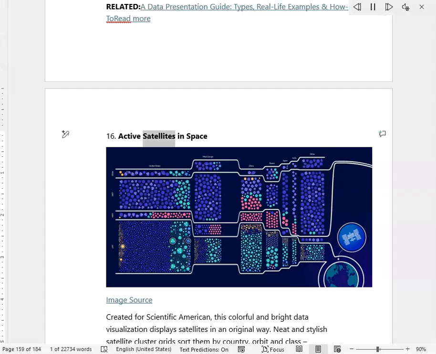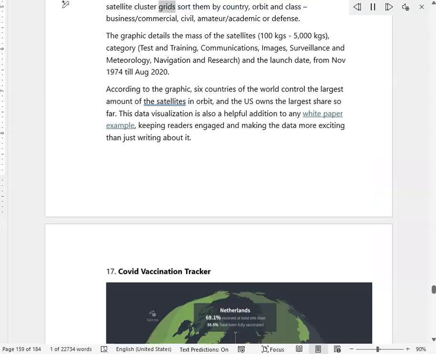16. Active satellites in space. Created for Scientific American, this colorful and bright data visualization displays satellites in an original way. Neat and stylish satellite cluster grids sort them by country, orbit, and class: business/commercial, civil, amateur/academic, or defense.